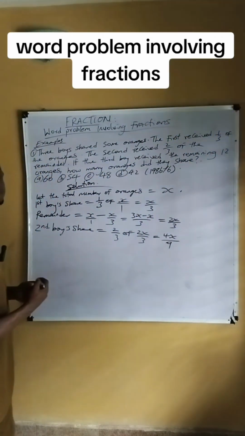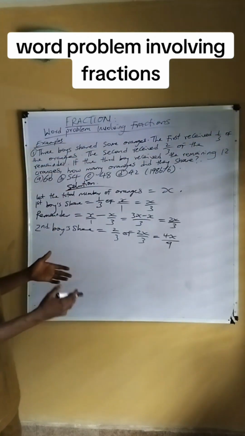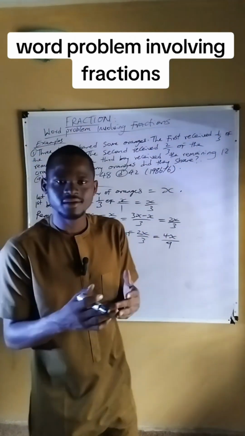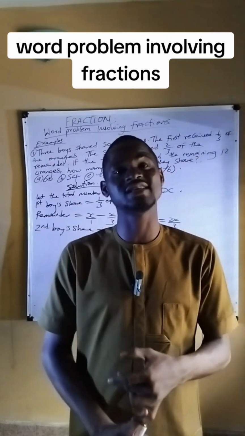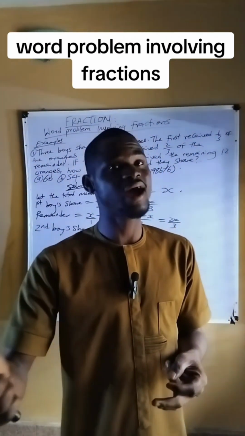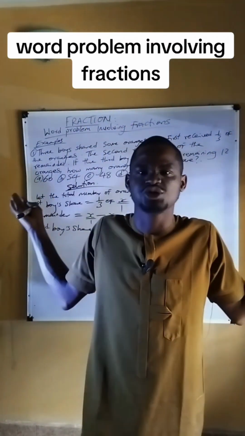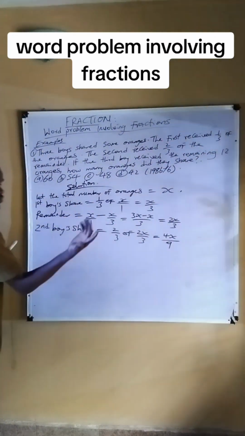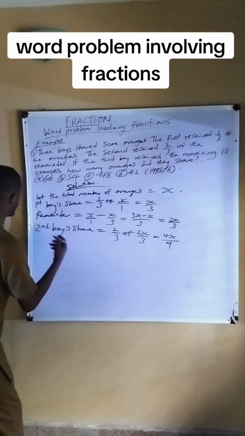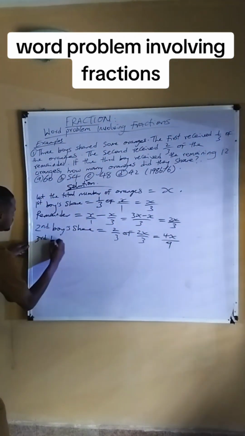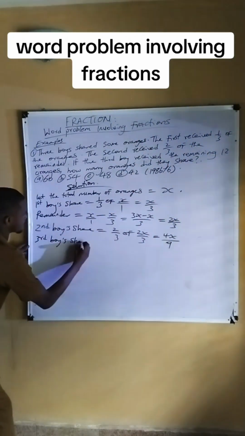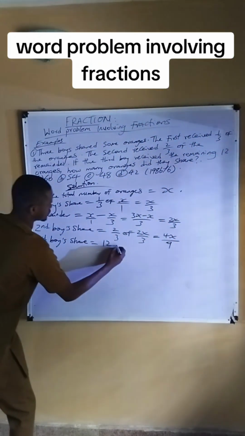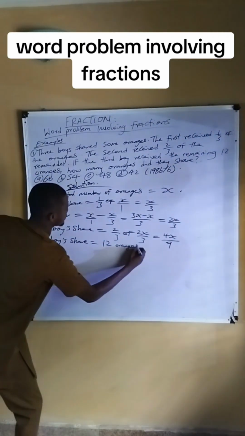What do they say again? They say if the third boy received the remaining 12 oranges, that means after the first boy has collected his share and the second boy has collected his share, what was remaining was just 12 oranges. The third boy collected it, and that forms his share. Now the third boy's share is equal to 12 oranges.